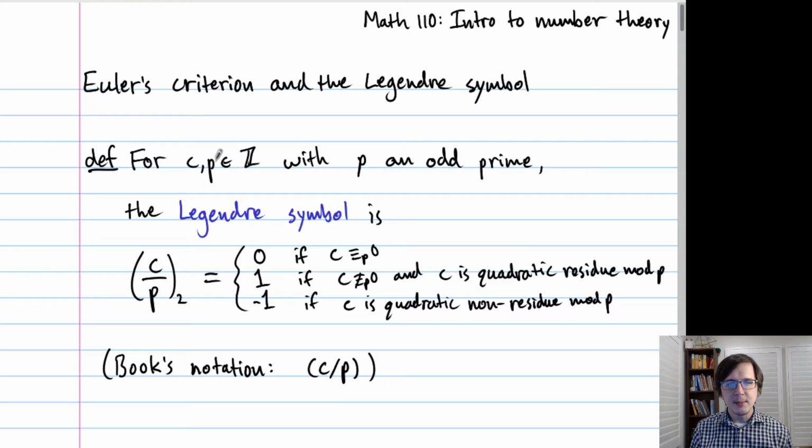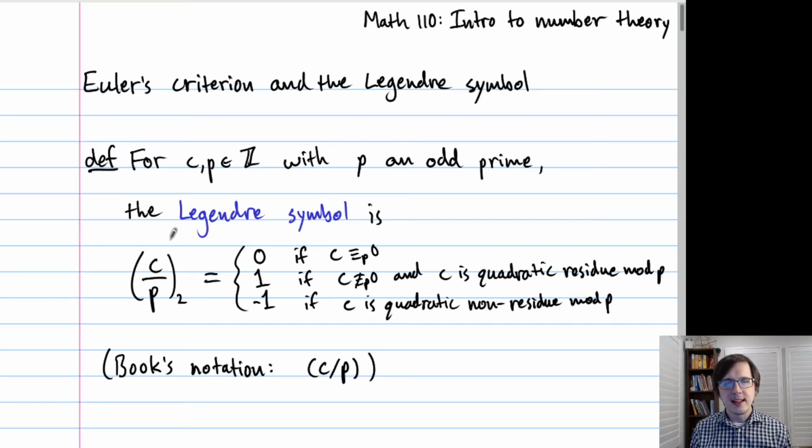For C and P integers, where P is an odd prime, then the Legendre symbol, C over P in parentheses, to the 2, I'm never really sure how to say it, is defined to be 0 if C is 0 mod P, 1 if C is non-zero mod P and it's a quadratic residue mod P, so if C is a square mod P, and it's -1 if C is a quadratic non-residue mod P.